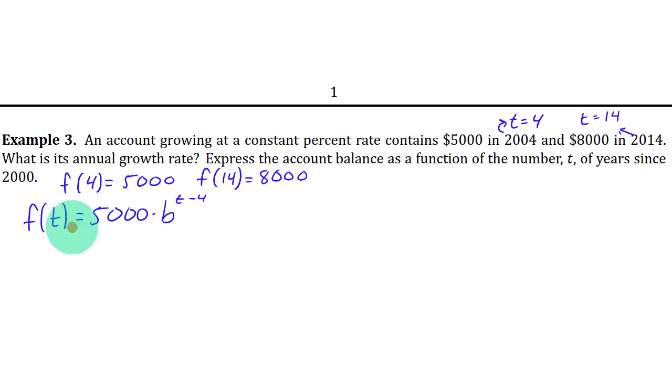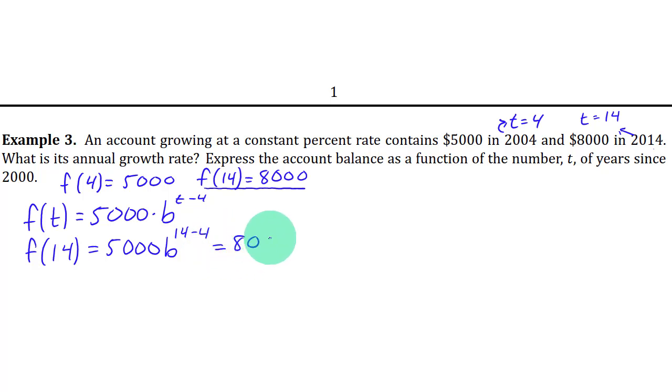Okay. So yeah, but just like the other problems, like example 1 and 2, we don't know the value of b. This isn't a complete formula yet. So to find b, we can use this other fact. If we plug in t equals 14, make the result be 8,000, we'll have a formula that just has the b in it that we want to find. So we're going to do 14 minus 4 as the exponent, and the result should be 8,000.